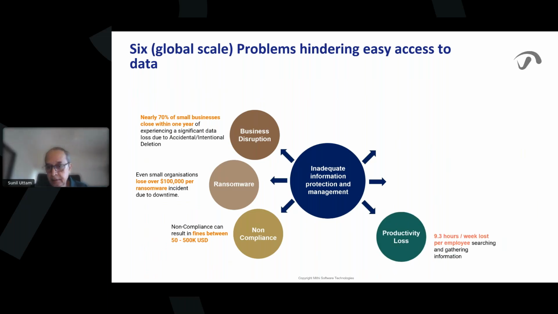Too much time spent looking for information. As per McKinsey, this is a McKinsey stat, 9.3 hours, you can consider one-fourth of your week, is lost just looking for information.